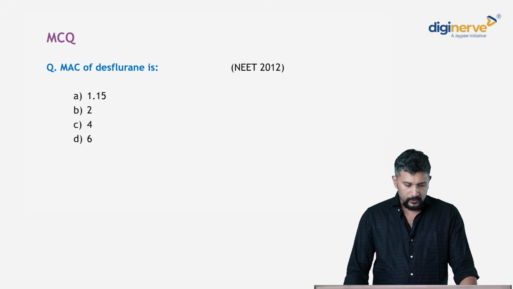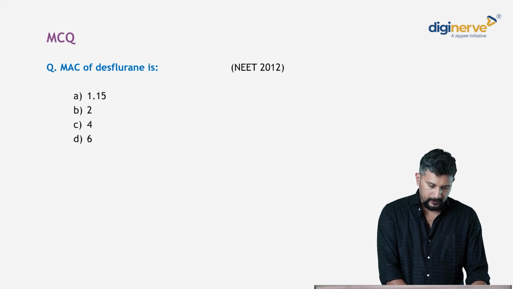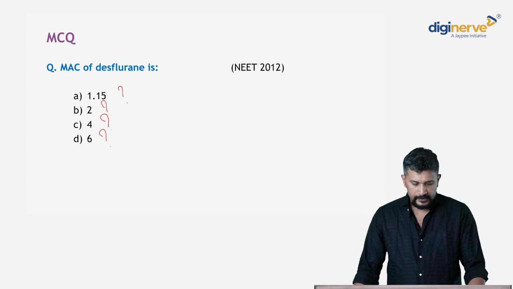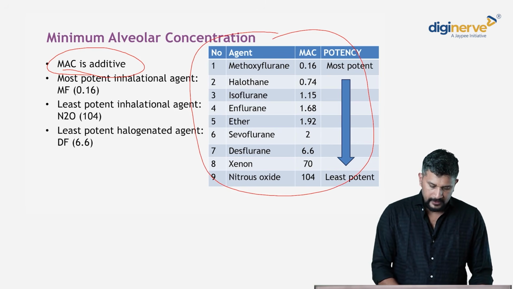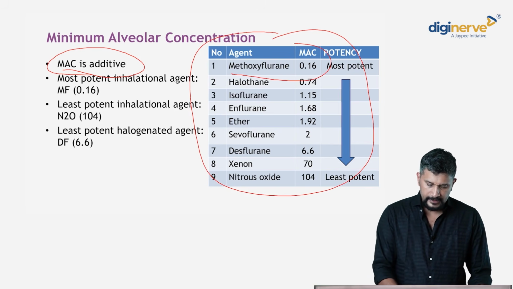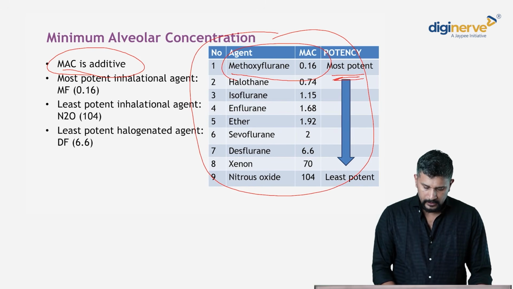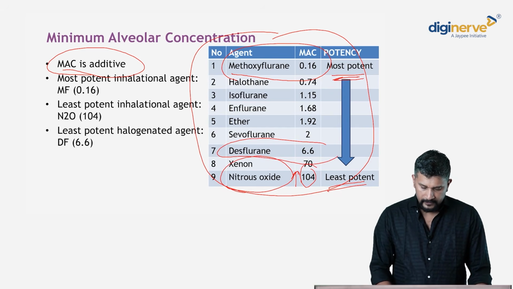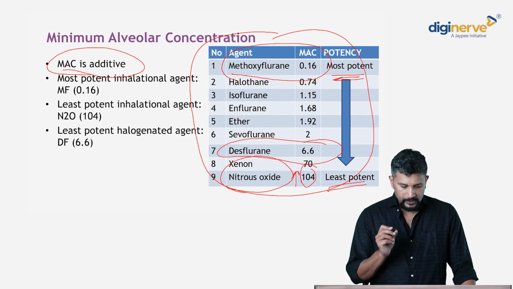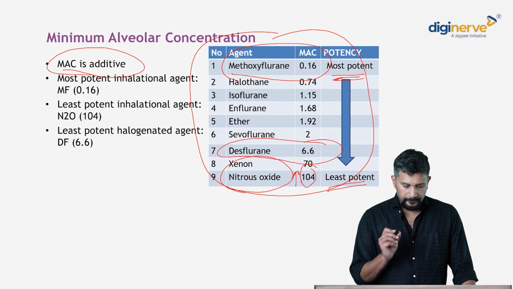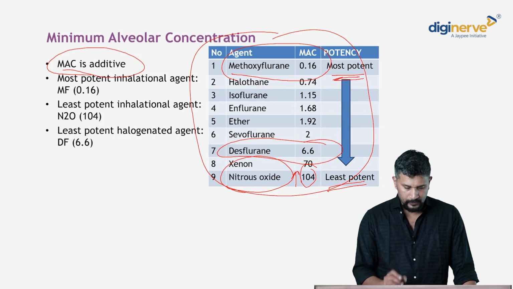Next question, the MAC value of desflurane: is it A 1.15, B 2, C 4, or D 6? So the numbers again, please do memorize them. The MAC value of methoxyflurane is the least, and therefore it is the most potent. Nitrous oxide has the highest MAC value, and therefore it is the least potent. Desflurane has a MAC value of 6.6 amongst all the fluorinated volatile anesthetic agents. Desflurane has the maximum MAC value and it is therefore the least potent.